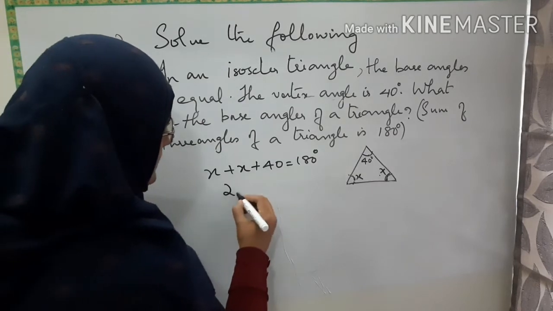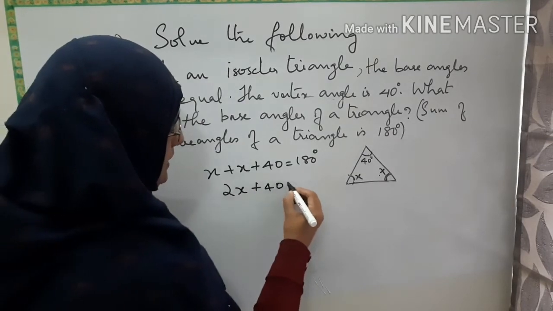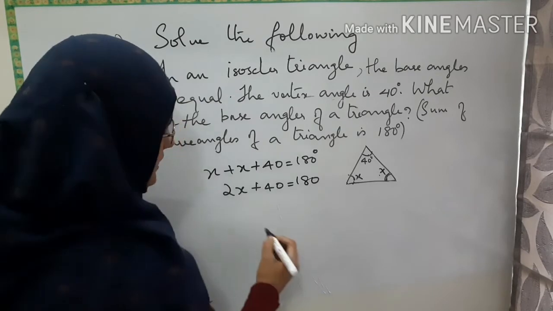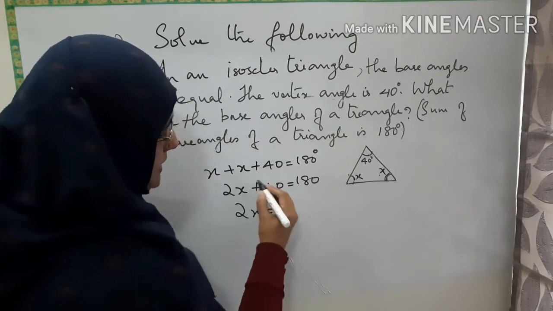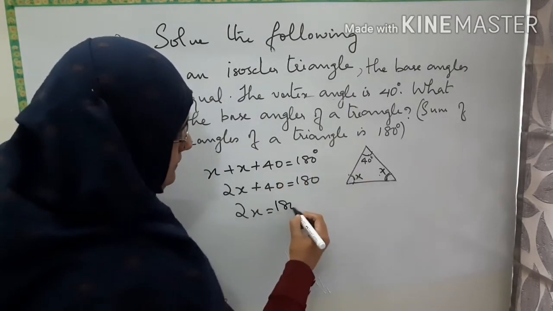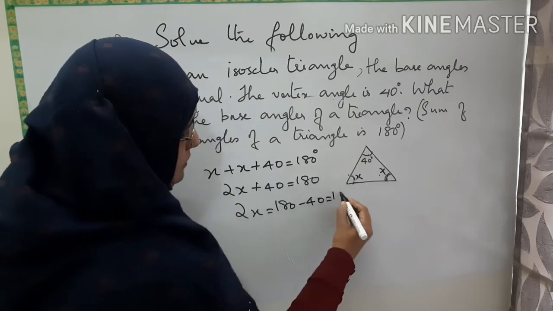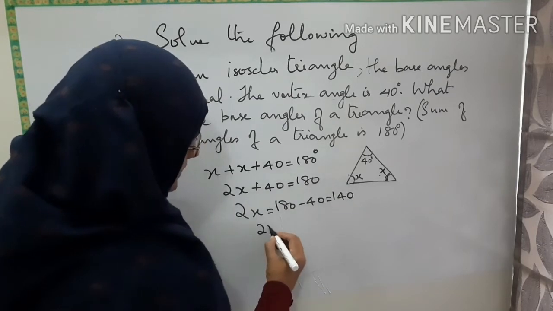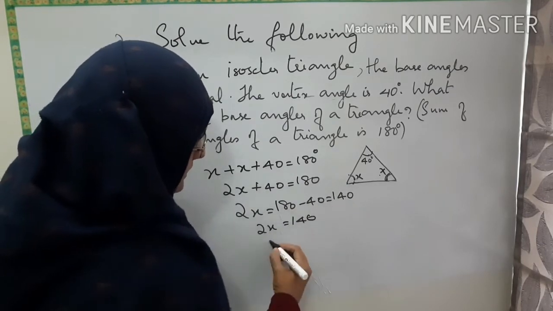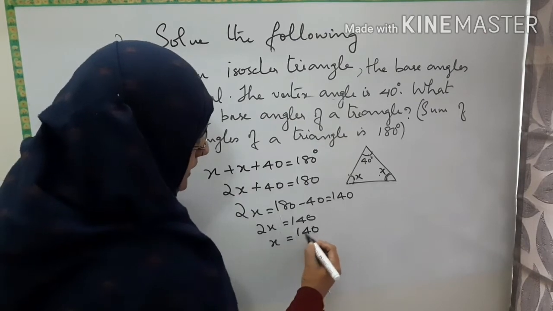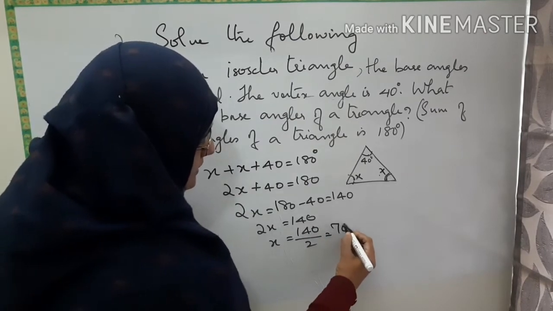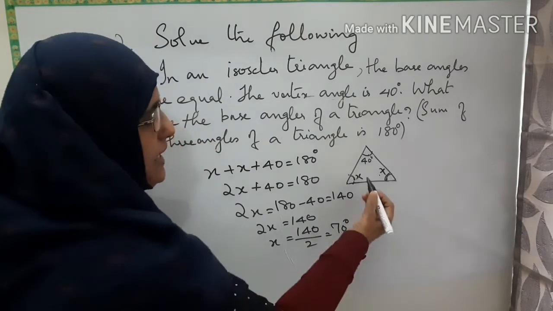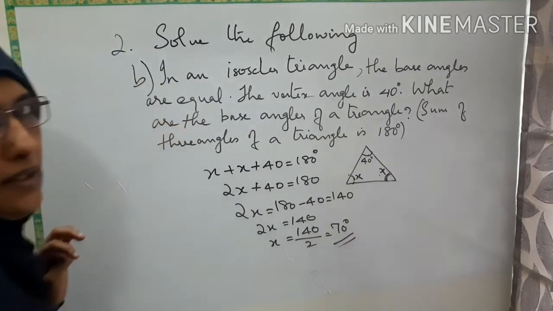Then x plus x, it is 2x. 2x plus 40 equal to 180. Then 2x equals, plus 40 goes to the other side, becomes minus 40. That is 140. 2x equal to 140. Then x will be 140 by 2. That is 70 degrees. Both the angles will be 70 degrees.